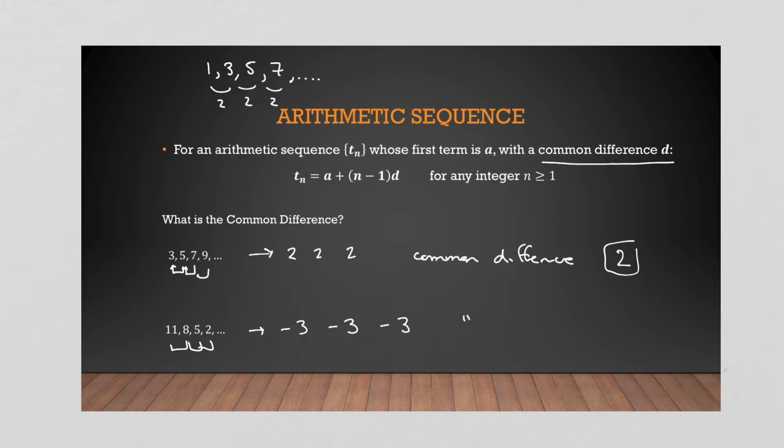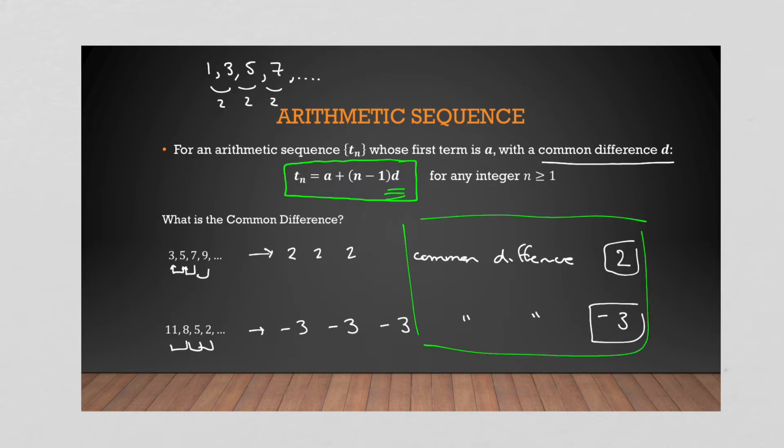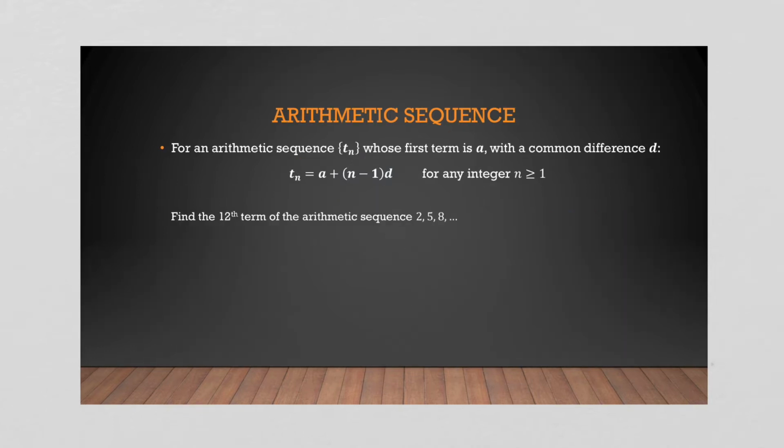So in this case, my common difference is negative 3. So determining a common difference is this d value in the equation that we will be using. And this is why it's going to become color by numbers. So let's look at this in action. Once you know you have a common difference, you can use this arithmetic sequence equation.